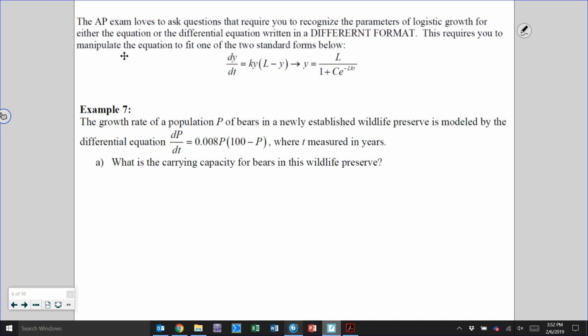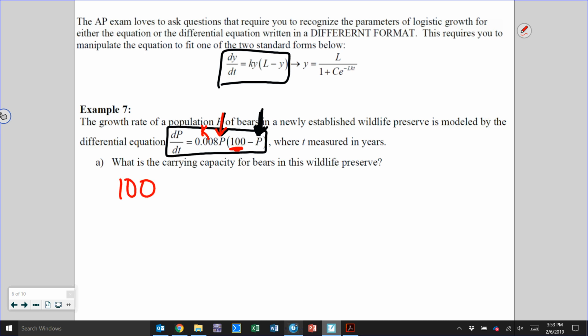So let's look at example 7. So this is a typical question. They'll tell you the growth rate of a population is modeled by this differential equation. So I need to know that that is logistic. So you notice it fits this format, okay? Here is your Y, only it just happens to be P. So as long as there's a 1 in front of this P inside, then we know that the number in front is the carrying capacity, and this will be your K if we need that, okay? So what is the carrying capacity? Well, the carrying capacity is 100. I can tell directly right from this example, and of course we want some units, so 100 bears.